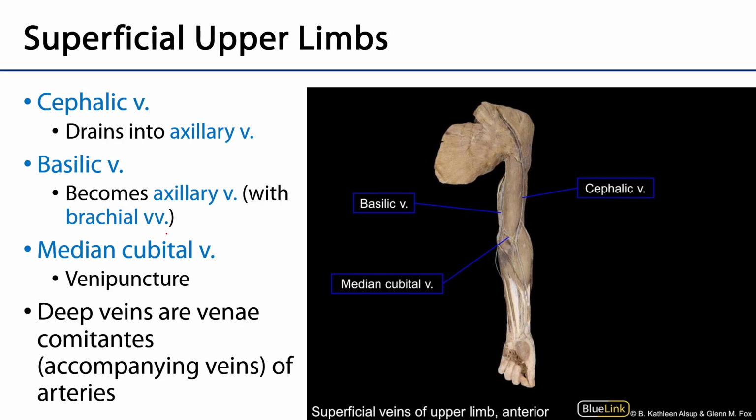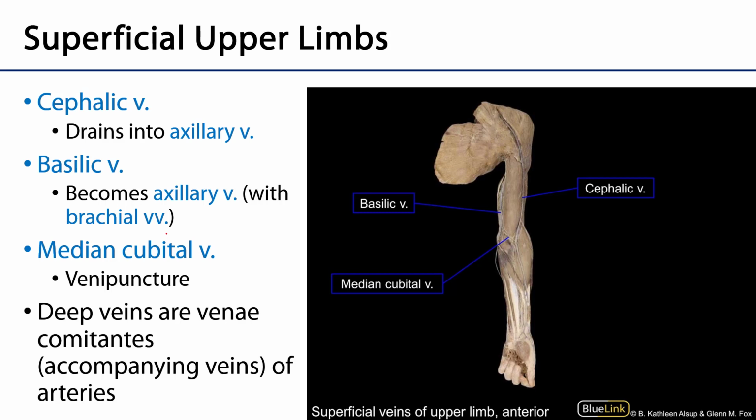Now, the upper limbs are an interesting region in terms of venous return, and I say that because the major veins of the upper limb are superficial veins. The minor veins of the upper limb are deep veins, and those deep veins are venae comitantes, or accompanying veins, of their respectively named arteries. So for instance, there are venae comitantes of radial and ulnar arteries, of brachial arteries, etc.